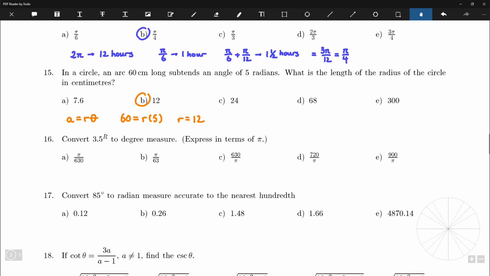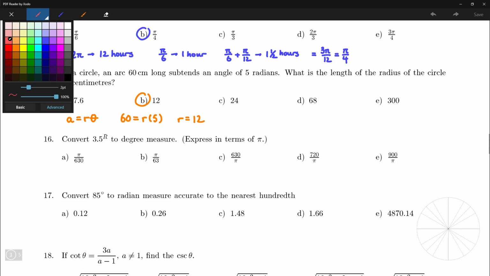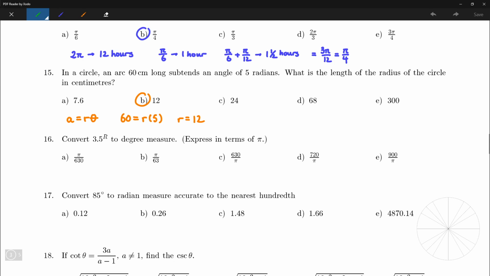Next one. 3.5 radians to degree measures. Okay, so 3.5 multiplied by 180 degrees divided by pi. So that would be 630 degrees over pi.